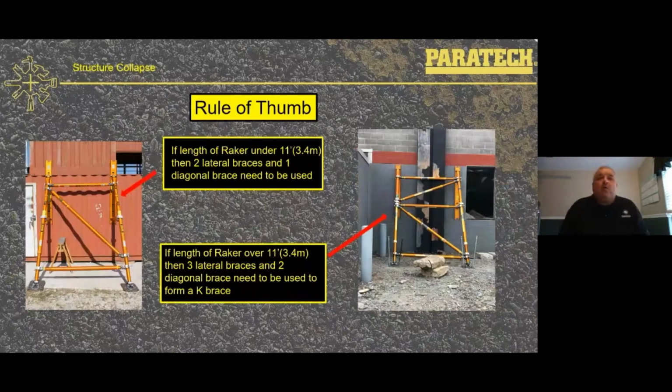Rule of thumb, going back to the rule of thumb with rakers. If your raker length is under 11 feet, and that's the raker going from your 12-inch by 12-inch base plate up to the rail, then you only need 2 lateral braces and 1 diagonal. If your raker is over 11 feet, the picture on the right, then you need 3 lateral braces and 2 diagonal braces to make a K-brace.